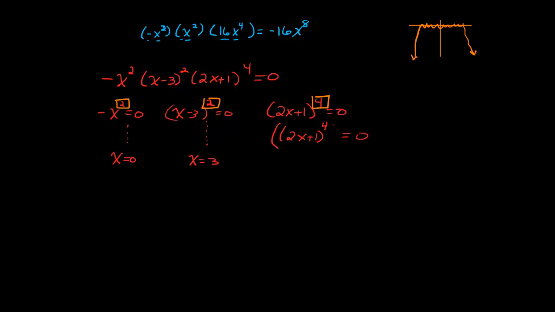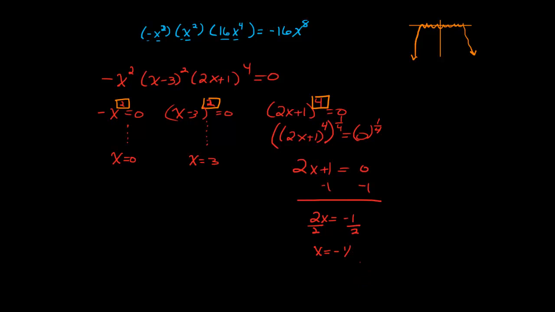So now I'm going to raise both sides to the 1/4 power. The 4 and the 1/4 multiply together to give me a value of 1, so I get 2x + 1 equals 0, because 0 to the 1/4 is 0. I subtract 1 on both sides, and I get 2x equals -1. Divide both sides by 2, and I get x equals -1/2.